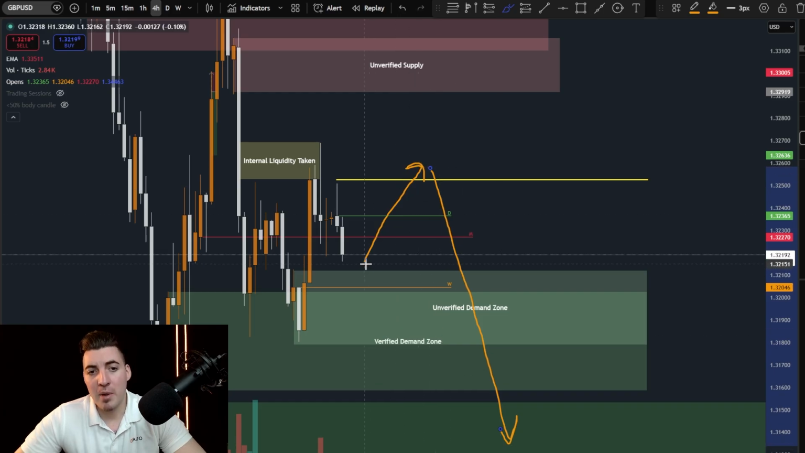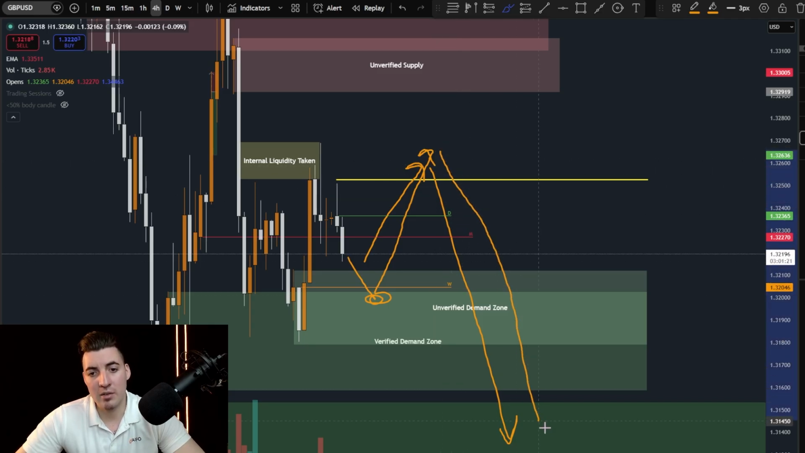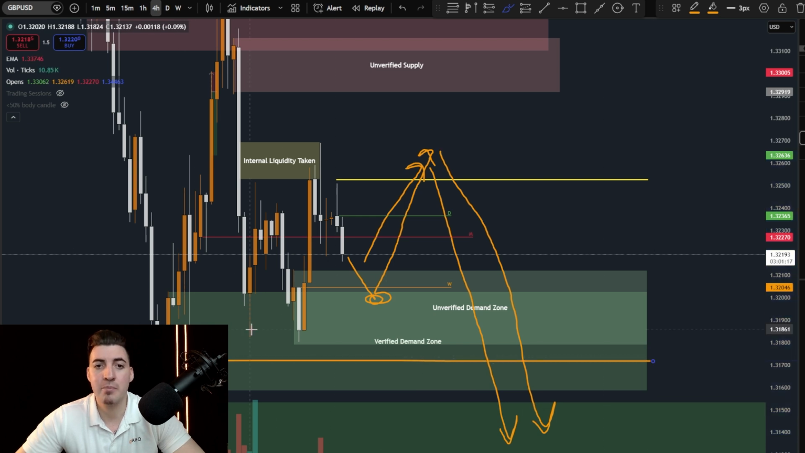I think there will be a slight reaction once it enters into this zone. I want to see what happens, and then I'd like to see how it reacts when it comes back up, if it comes back up. And then if I see a break of structure into the downside, I'm likely going to take a long position targeting the lower lows down here. So that would be my setup for the GBP/USD for today.